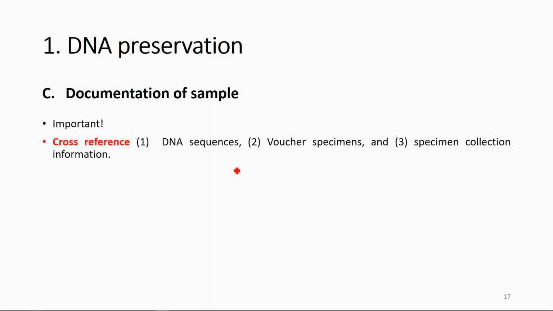Okay. So after you have collected the sample, you have to keep the sample properly. Usually you will keep it in the collection or museum. So you have the voucher specimen. This can be the leftover of the organism. You just take part of the tissue, then the remaining of the organism, you keep it and put a proper label.